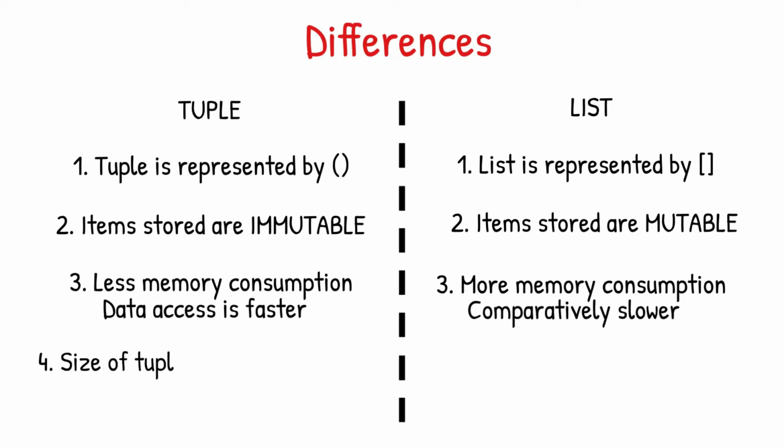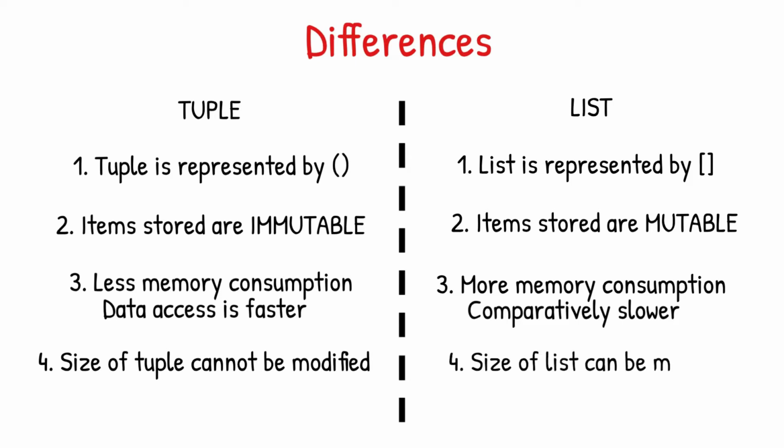Fourth, size of a Python list can be modified using methods like append and insert, whereas the size of a tuple cannot be modified, which means that the size of tuple remains fixed after the creation. So these were some of the common points and also differences between the features of Python lists and tuples.